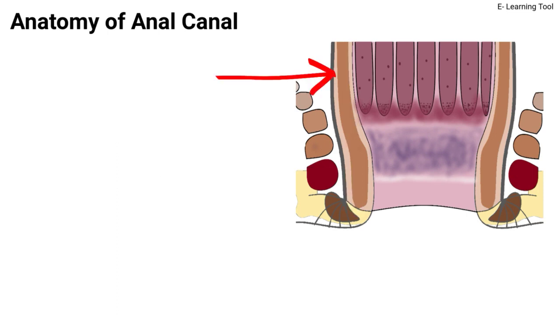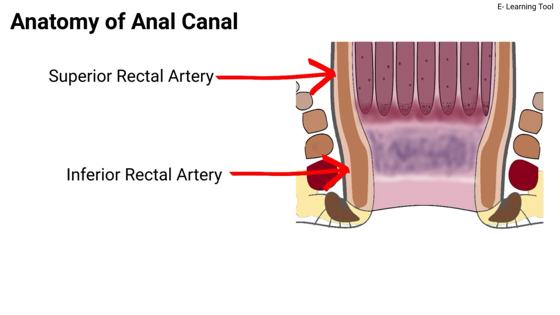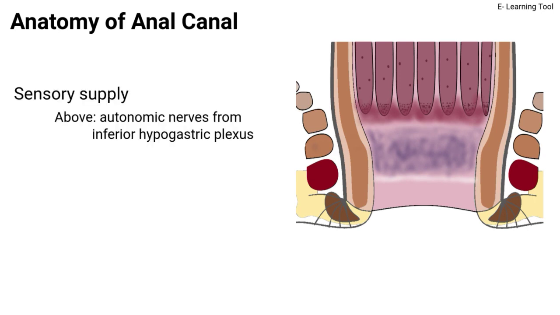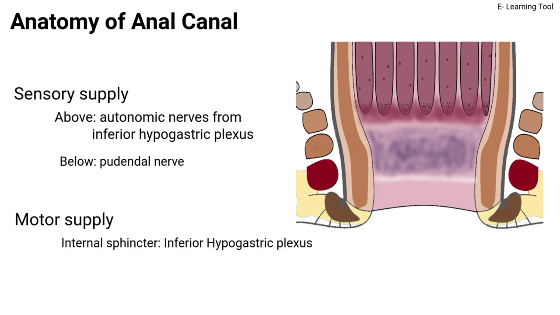The part above the pectinate line is supplied by the superior rectal artery, a branch of the inferior mesenteric artery. The part below the pectinate line is supplied by the inferior rectal artery. Sensory innervation above the pectinate line is supplied by the autonomic nerves from the inferior hypogastric plexus, while below the pectinate line it is supplied by the somatic nerves from the inferior rectal branch of the pudendal nerve. The inferior hypogastric plexus gives a motor supply to the internal sphincter. The inferior rectal branch of the pudendal nerve gives motor supply to the external sphincter.